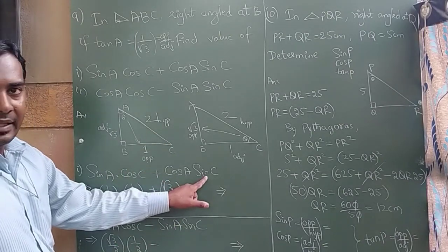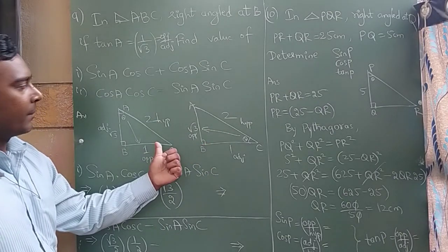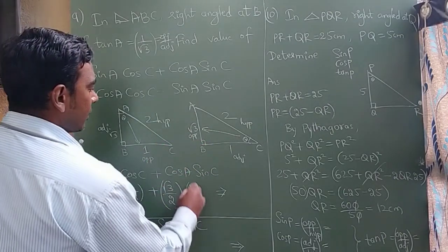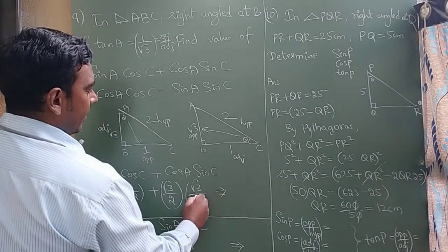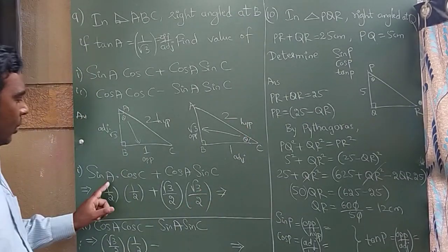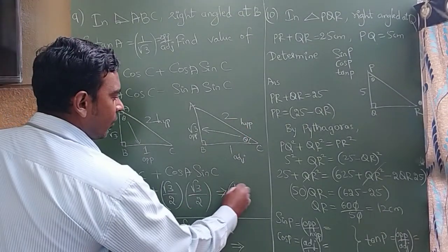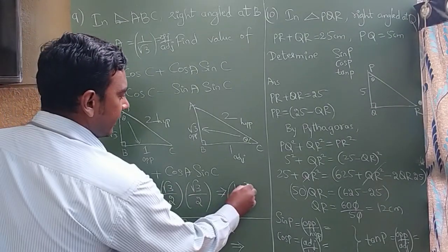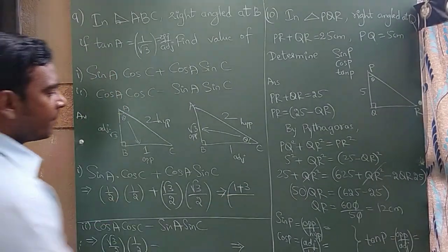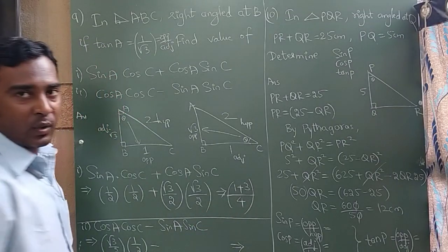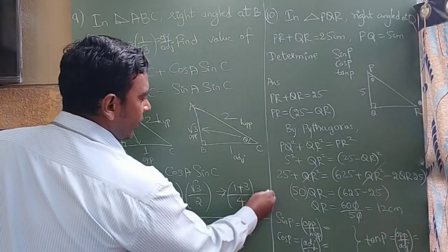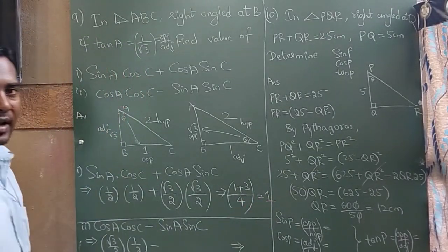Now sin C, you must see this triangle, not this. So what is opposite here? Root 3. And here hypotenuse is 2. Now 1 ones are 1. Root 3 into root 3 is 3. 2 twos are 4. 3 plus 1 is 4. 4 divided by 4 is 1. So the answer is 1 here.